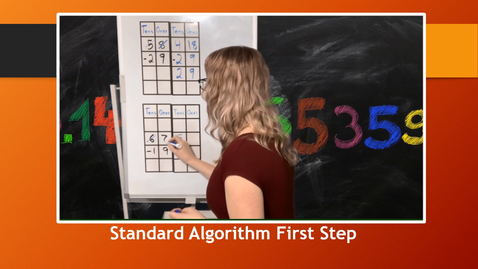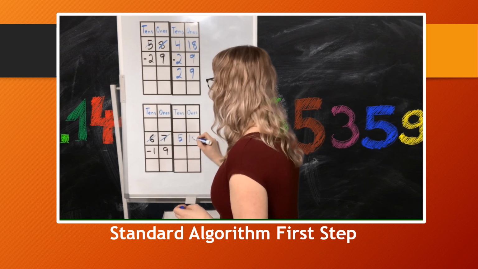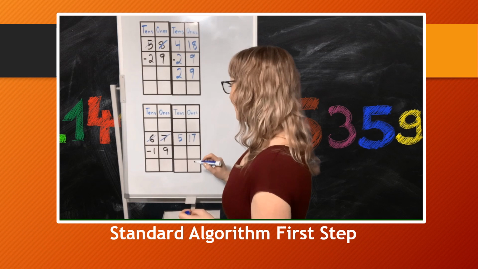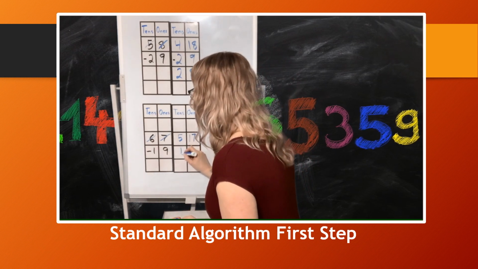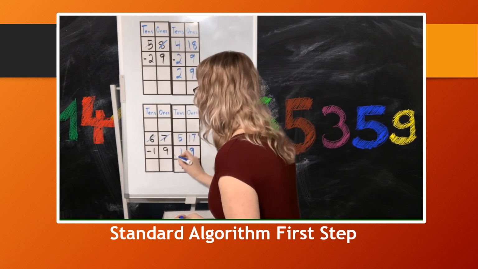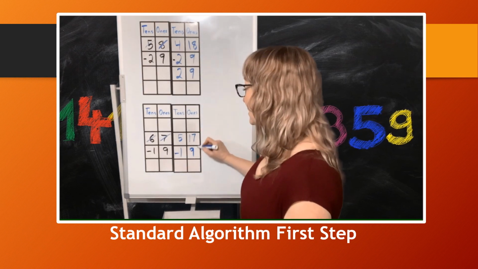That's going to become 5. Our 7 is going to get 10 bigger and become 17. We're going to move our 19 over. And now all of a sudden we can do this subtraction.